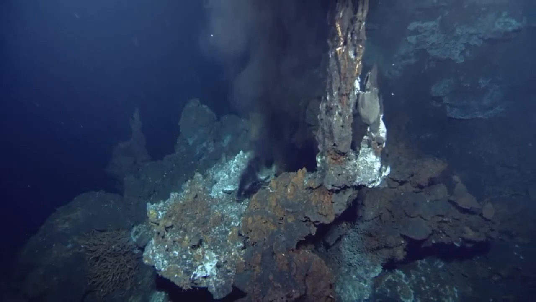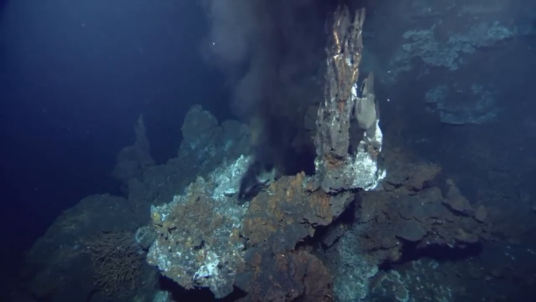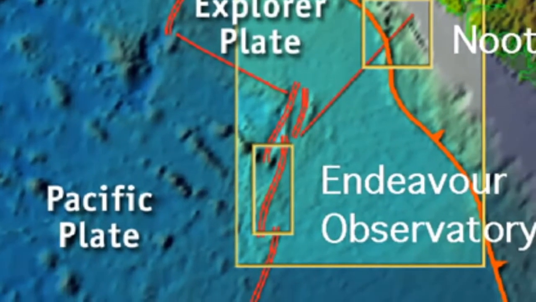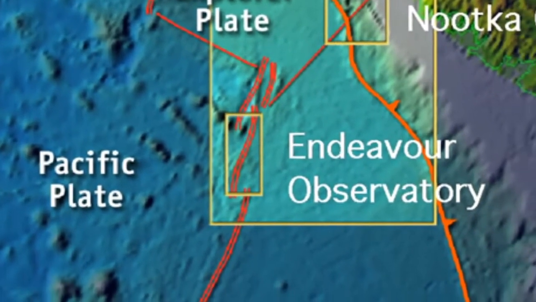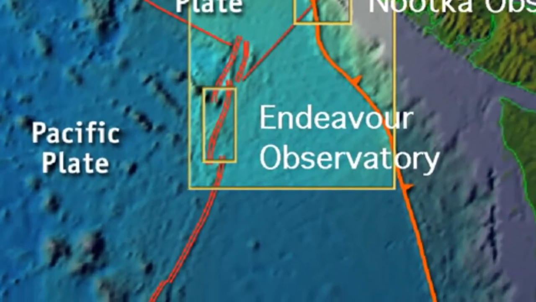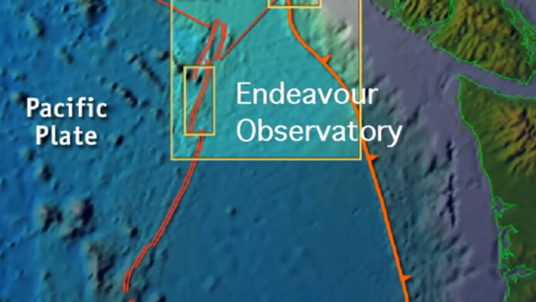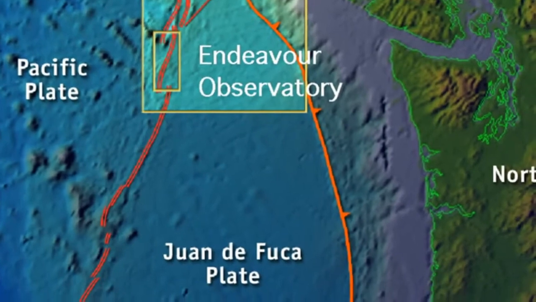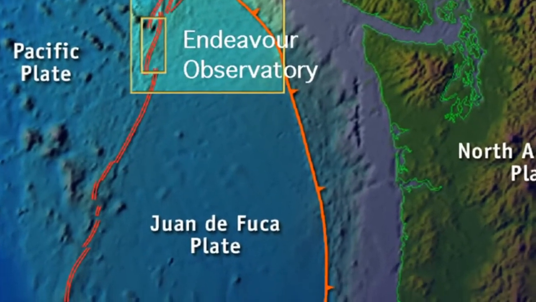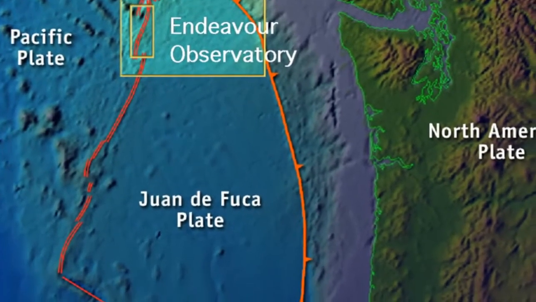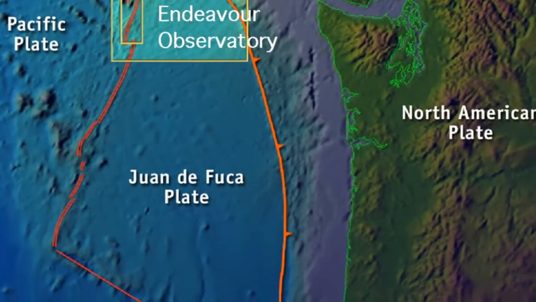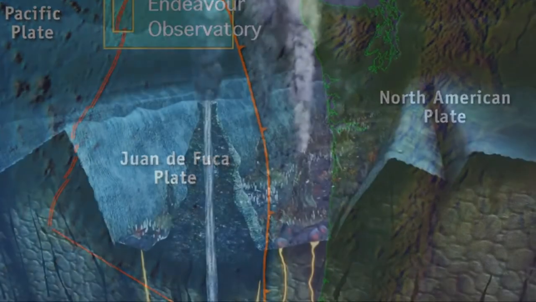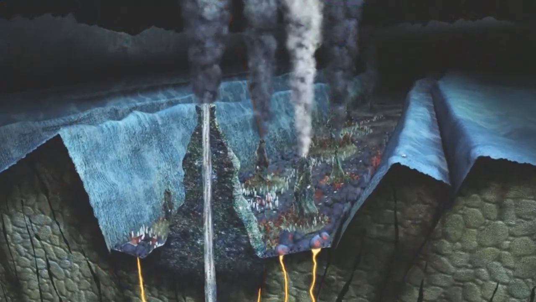Once the water is heated to several hundred degrees Celsius, it buoyantly rises along fractures and eventually spews out at the surface. Studies conducted by submersibles along the Juan de Fuca Ridge have photographed these metallic-rich solutions as they gush from the seafloor to form particle-filled clouds called black smokers.